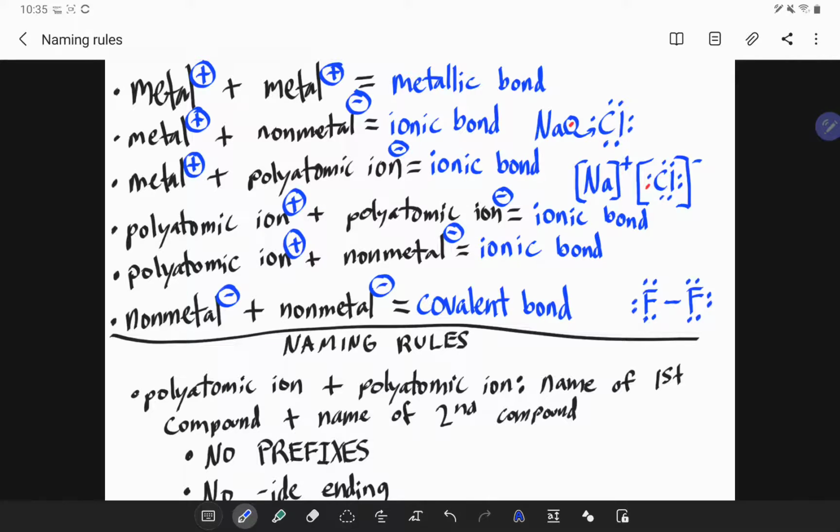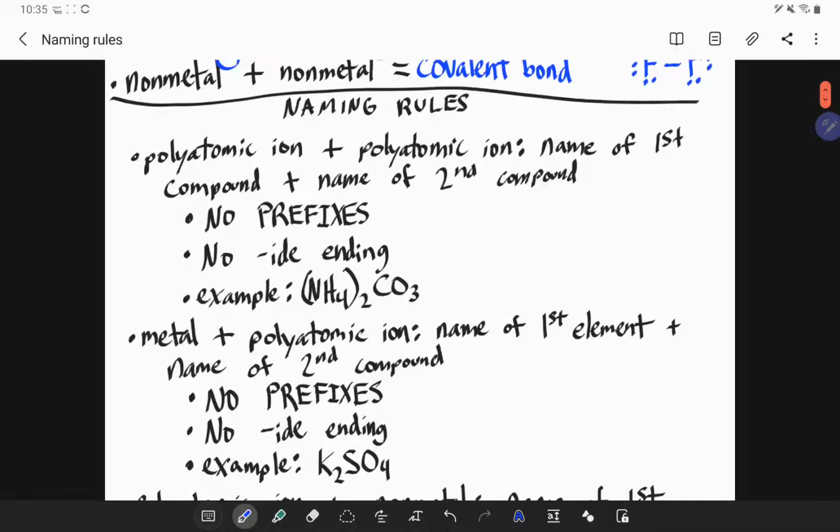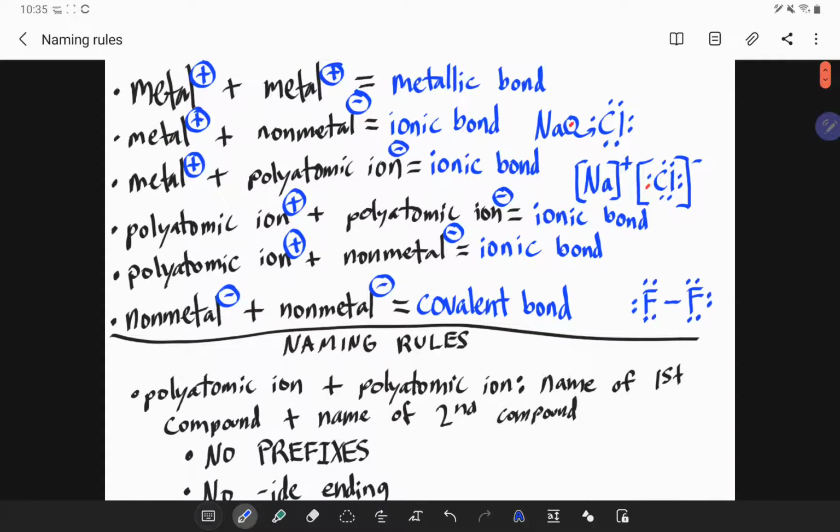All right, now that we've got that down, we're ready to move on to the naming rules, because the first thing that we need to identify is the type of bond that we have. Once we know the type of bond that we have, we can look up the rules for naming compounds involving that type of bond. So I'm going to cut this off as part 1, and then part 2 is going to be the naming rules utilizing what we just learned in this part 1.